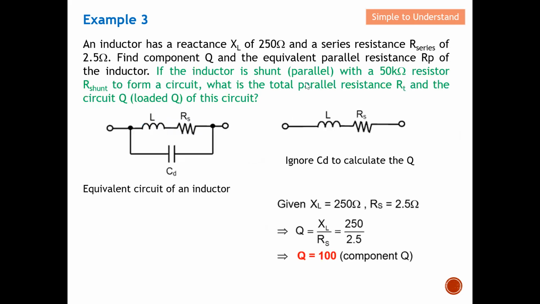Next, on example 3, this question I break into 2 parts. I will do the black color wording first, followed by the green color wording. Let's focus on the first part first. An inductor has a reactance XL of 250 ohm and a series resistor of 2.5 ohms. Find the component Q and the equivalent parallel resistor RP of the inductor. Let's focus on this first.